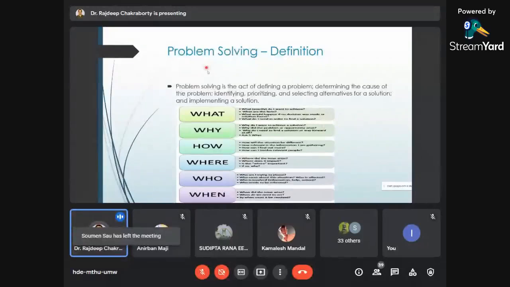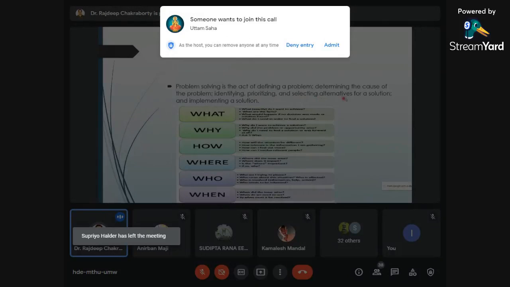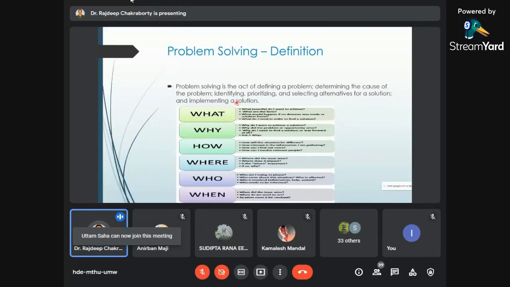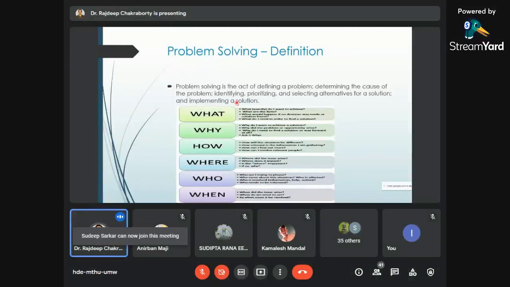then also we can find the prime number as per the definition of the prime number in the easiest way. So coming to problem solving, what is problem solving? By definition, it is the act of defining a problem, determining the cause of the problem, identifying the problem, prioritizing the problem, selecting alternatives for a solution, and implementing a solution. So basically, problem solving is identifying your problem and how you are solving the problem. In the coming slides, I will come to that. You may have to solve it in different parts. Which part you are going to solve first, which part second, this is known as priority.